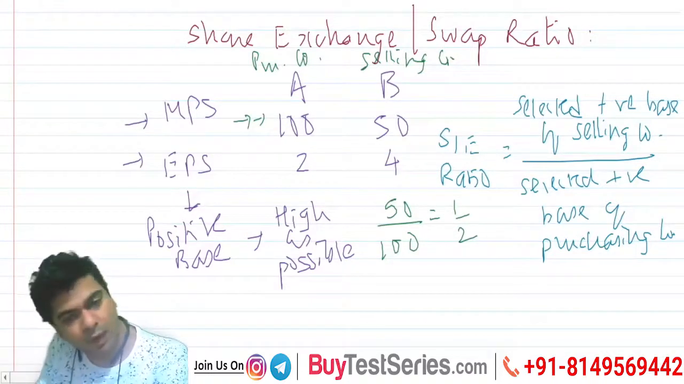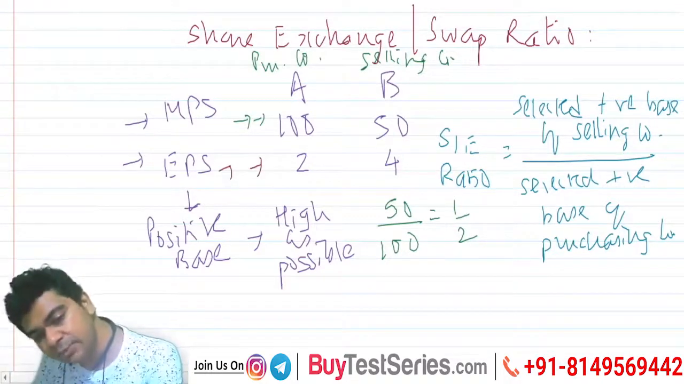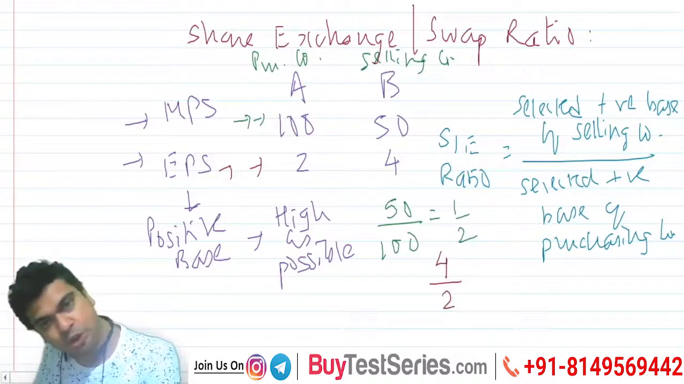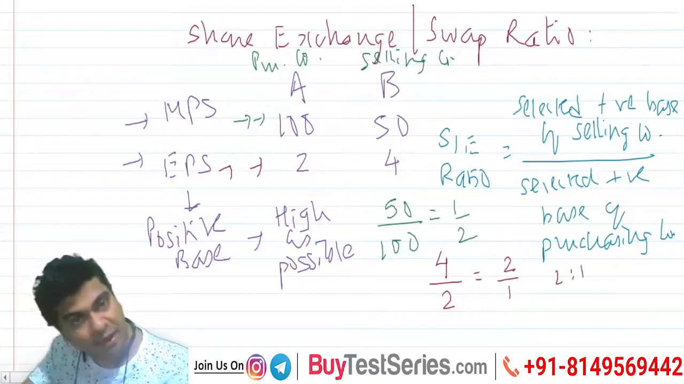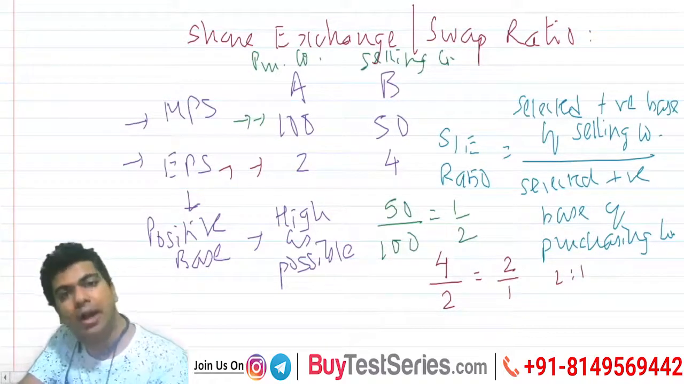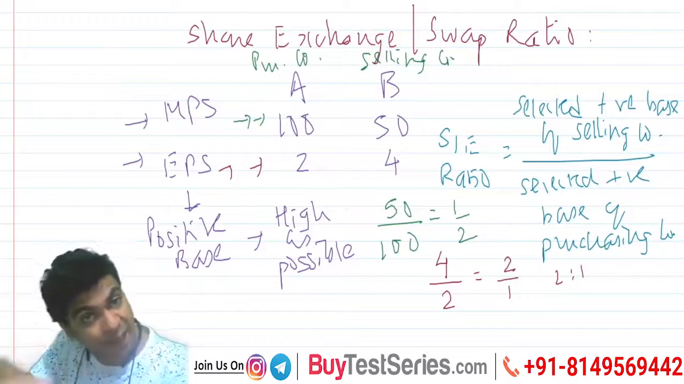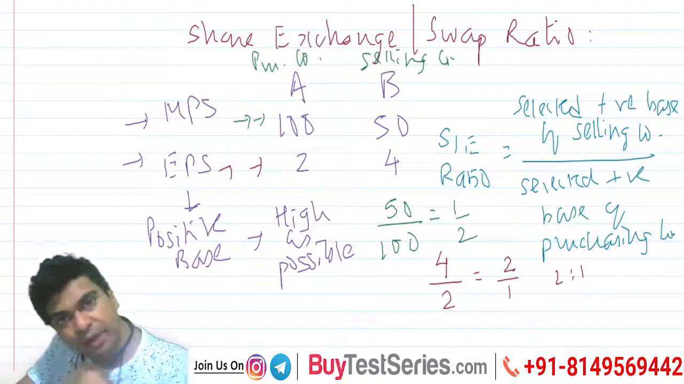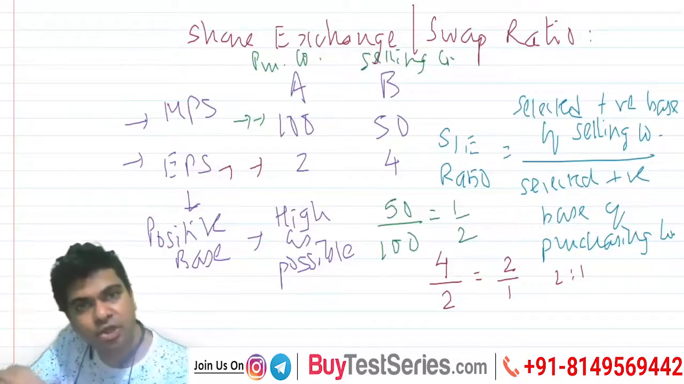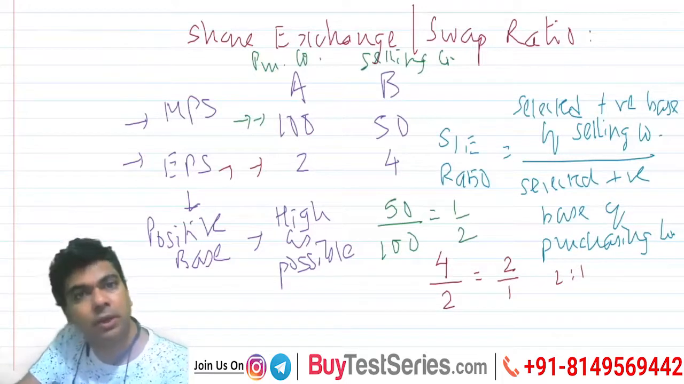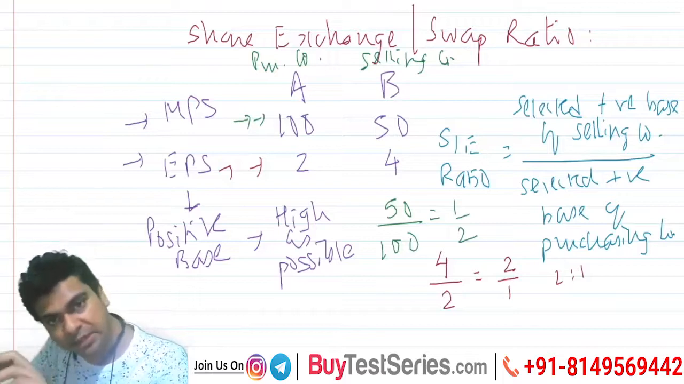Let's turn the table. Look at the earnings per share. Your company's earnings per share is 4 and mine is 2. So this is now turning out to be 2 by 1, or we can say 2:1. That means for every 1 share in your company, I will give you 2 shares. Your earnings per share is higher. My earnings per share is lower. If you are earning more profit per share, obviously as a purchasing company, I have no problem in giving you more number of shares. I hope you are getting my point, right?